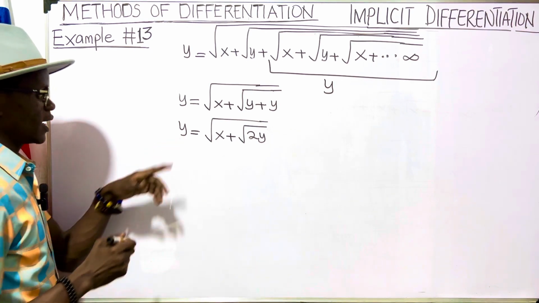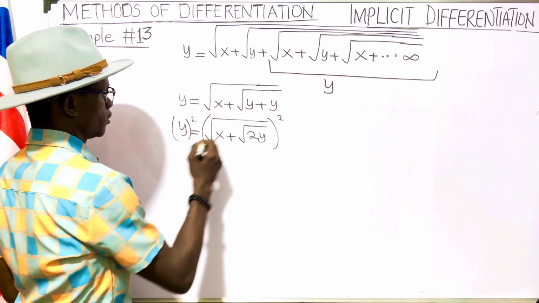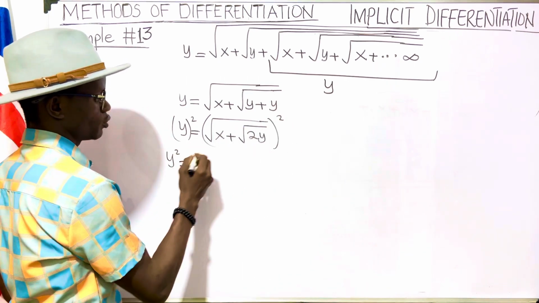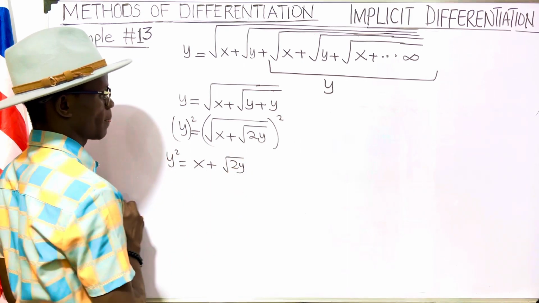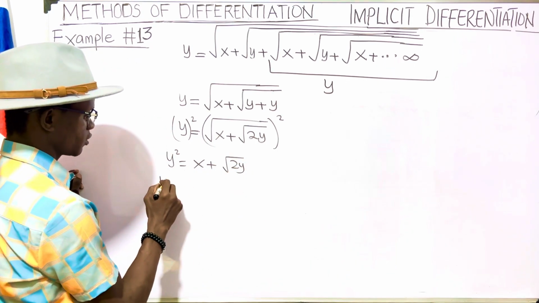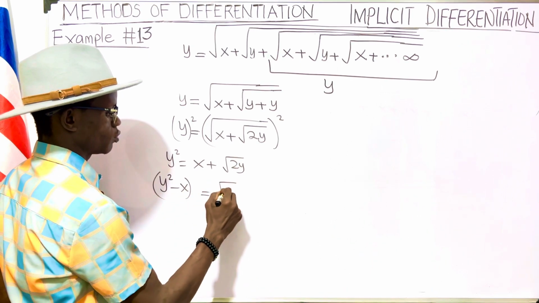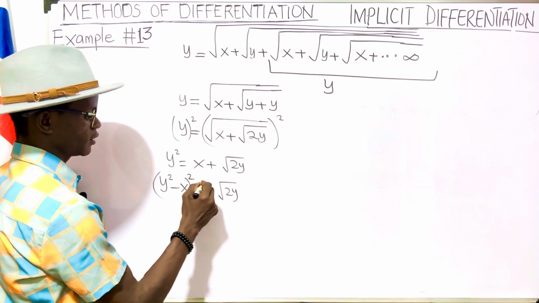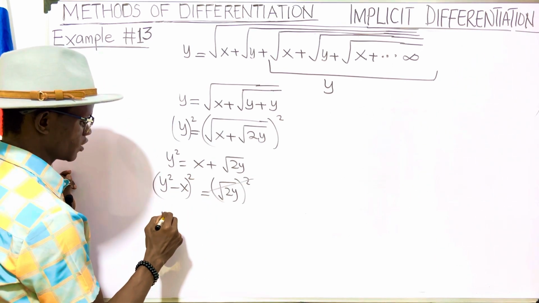Then we want to solve for y, so we can square both sides. We want to have y squared equal to x plus the root of 2y. We send this x across, so y squared minus x equals the root of 2y. And then we can also square both sides to get rid of this square root. So you have y squared minus x, all squared.